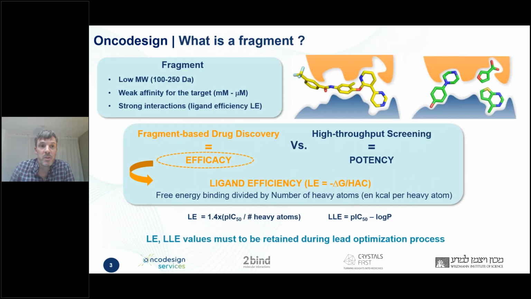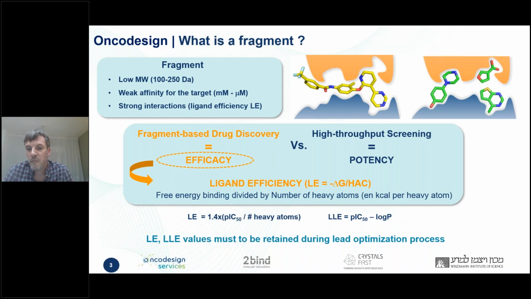So what is a fragment? A fragment is characterized by a low molecular weight, below 250 daltons, and a weak affinity for the target, with a range from millimolar to micromolar, but strong interaction for the binding site, as defined by ligand efficiency.